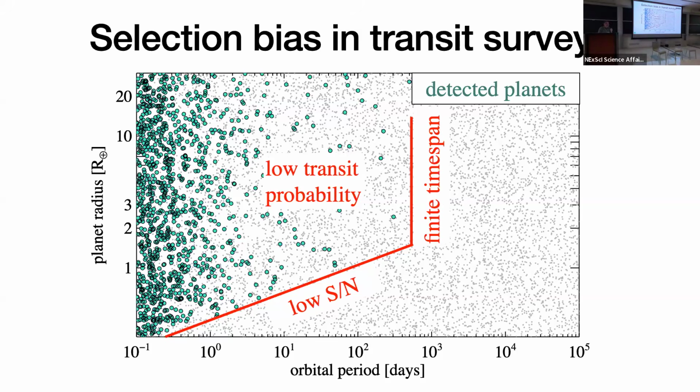And in fact, there's a point beyond which you have no hope of detecting a transiting planet simply because of the finite time span of your observations. You need to catch at least one transit, and preferably two or three, to be sure that you're looking at a transiting planet.